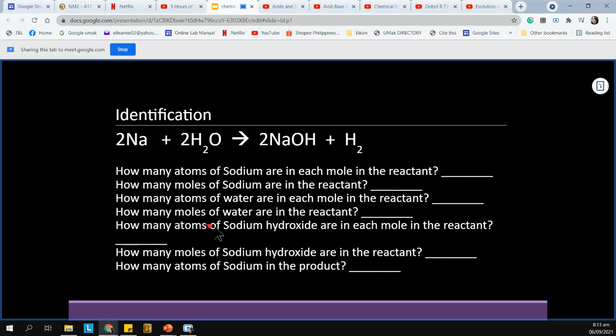Yeah. How many atoms of sodium hydroxide are in each mole in the reactant? So just count it. How many sodium? 1. How many oxygen? 1. How many hydrogen? 1. In each mole. So you don't consider this other number, because the question says each. So it's not considered. Only this formula is what you look at. Ah, I get it, ma'am. But even if it says in the reactant, is it okay to look at the right side?